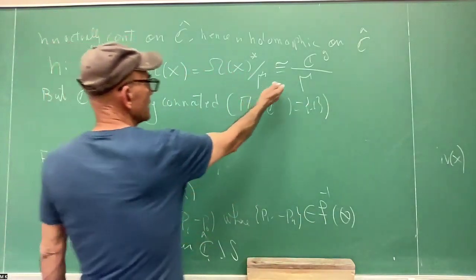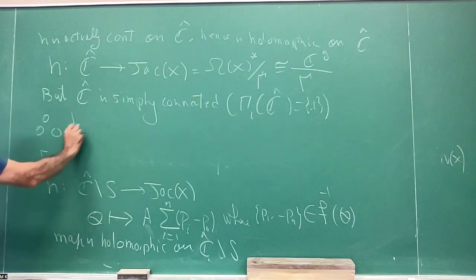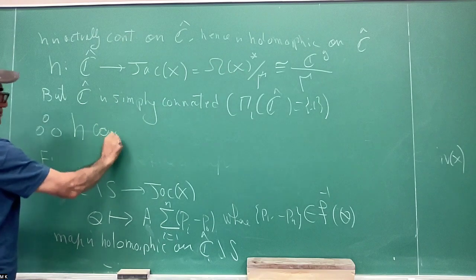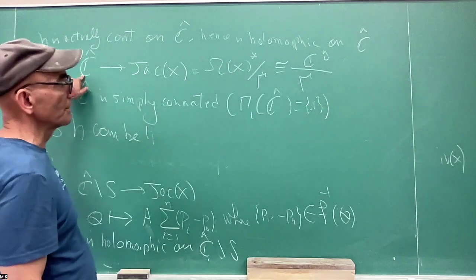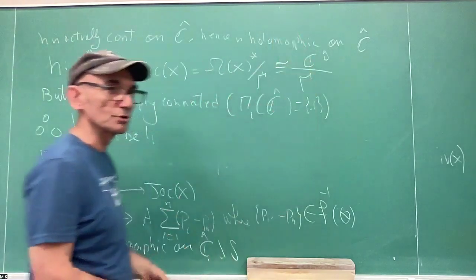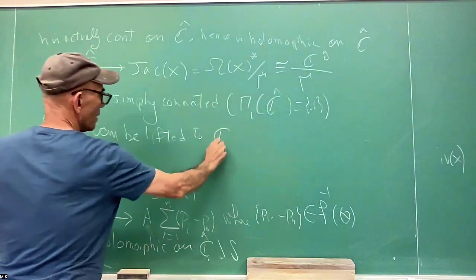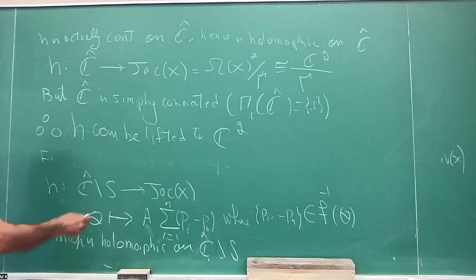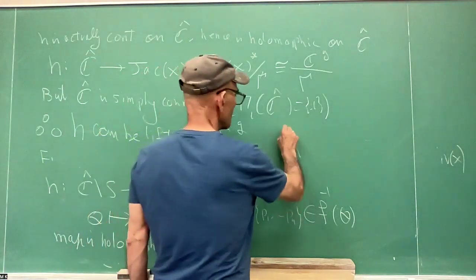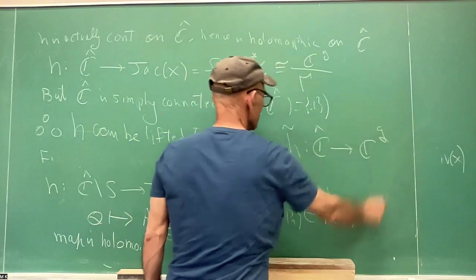So it means that it admits a lifting to C^g. Hence, H can be lifted. Because H goes from C hat, from a sphere, to the quotient, but it can be lifted to the total space. It can be lifted to C to the power g. This is a flat complex vector space now. So I call this map H hat or H tilde, which goes from C hat to C^g.